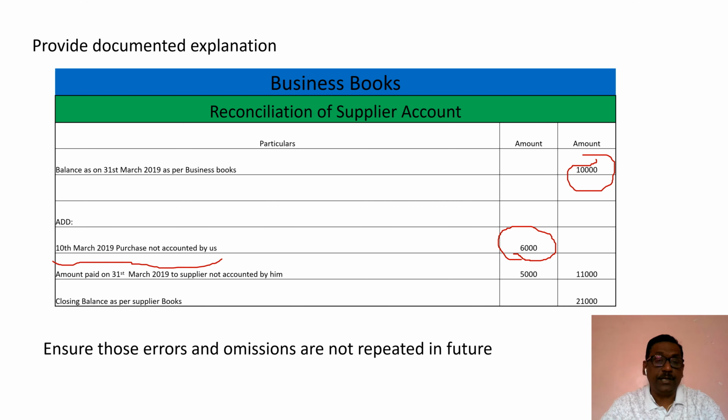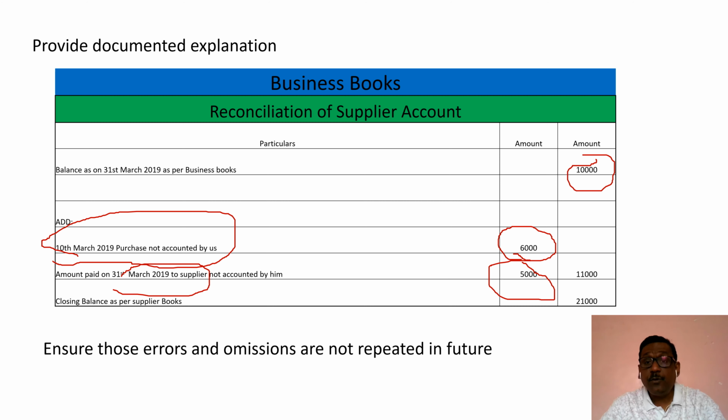See here, I am documenting: 10th March 2019, purchased, not accounted, 6,000. I am documenting that. And I also made a payment of 5,000 rupees to the supplier on 31st March. But this payment was not recorded by the supplier in his books of accounts. Because of which you can see the difference of 11,000. My ending balance is showing 10,000. The difference is 11,000. If I add these two, the supplier's closing balance of 21,000 matches.